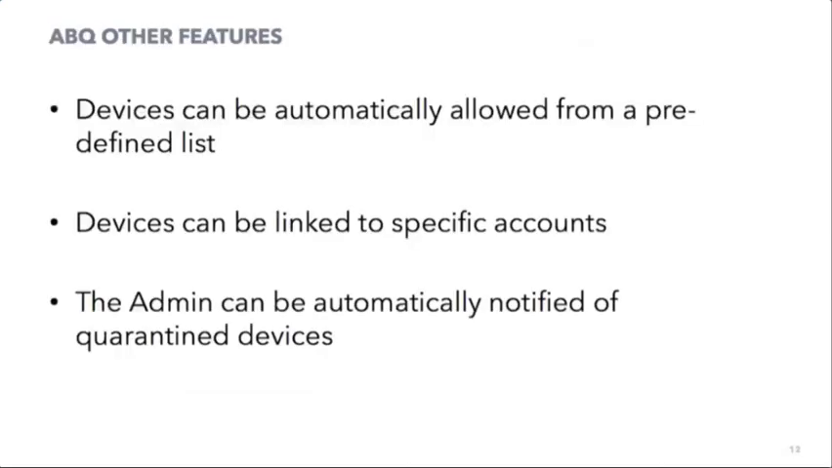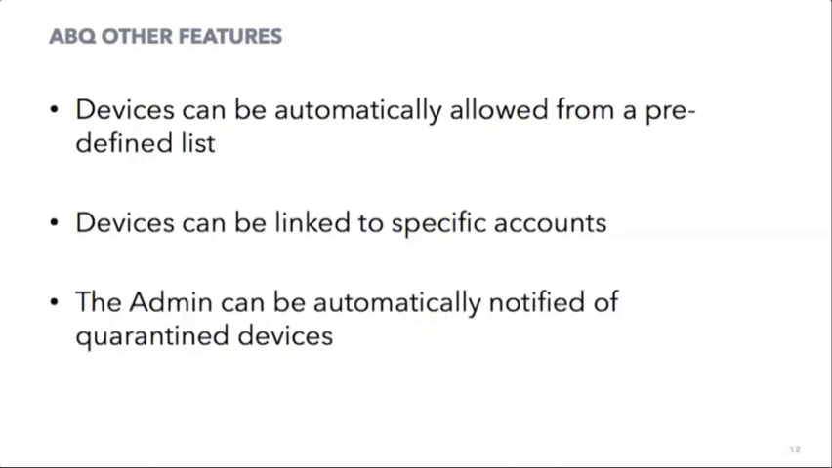So there are a few other features within ABQ, which I've touched on earlier. Devices can be automatically allowed from a predefined list. So if you know all the devices, if you're supplying your end users with known devices, you can pre-allow all those devices. So they wouldn't have to go through that quarantining process. So again, it's really allowing you to fully automate the process in a situation where you've got known devices.